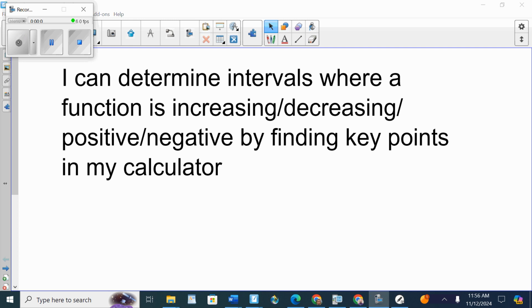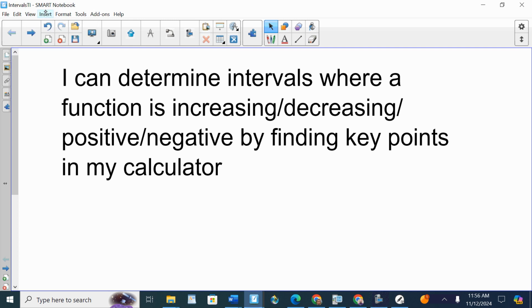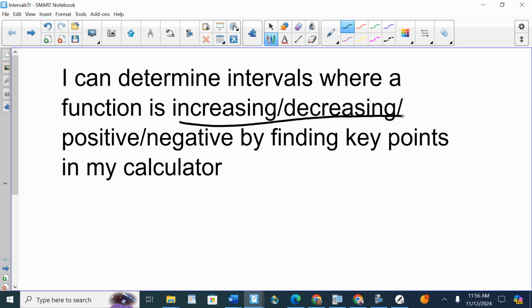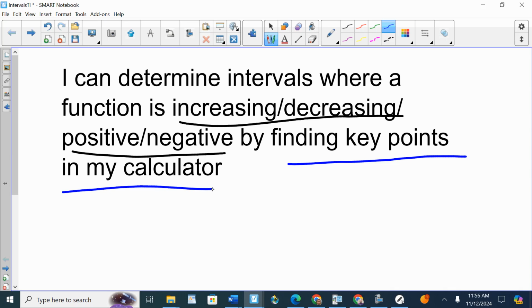Hello everybody. Today I can determine intervals where a function is increasing, decreasing, positive, negative by finding key points in my calculator. This is a combination of two lessons. There is a lesson on increasing, decreasing, positive, negative. Make sure you know how to do that first. And there was a lesson on finding key points in my calculator. This lesson is going to combine those two things. So if you don't already know each of those, make sure you know how to do that first.